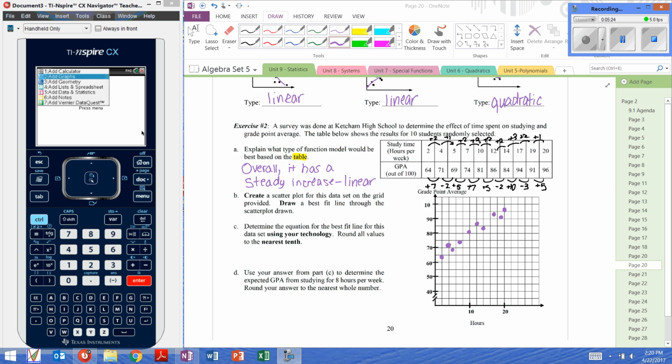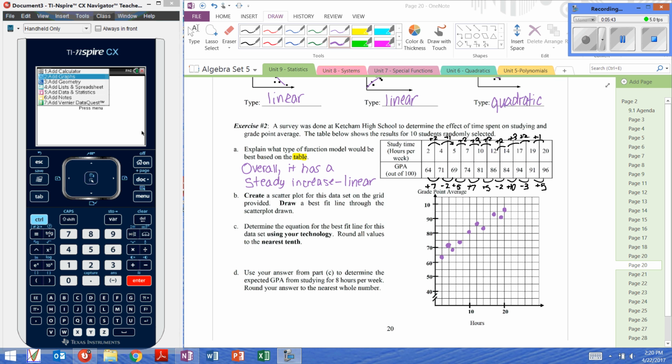Okay, so here you can see that we have our scatter plot, and yes, we were correct. It looks like this is going to turn out to be a linear model as being the best fit. Moving on to C, it says determine the equation for the line of best fit using our technology.